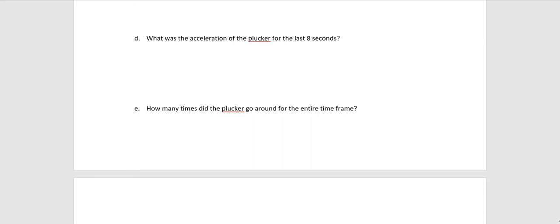Question E, how many times did the plucker go around during the entire time frame? Well, remember, angular velocity is change in theta over change in time when you calculate it, and you can rearrange that. Our change in theta is equal to our angular velocity times time. And ask yourself, on my graph, going back to part A, what is this? And that should get you through that.